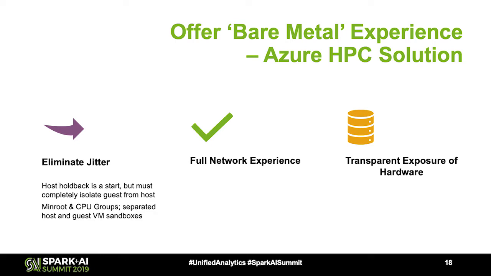So how do we take care of these things? On the new SKUs, one of the approaches that we took was to hold back a few cores for the host, and we partition it using MinRoot and CPU groups available from the hypervisor to isolate host and VM completely, so that the hypervisor does not impact the VM at all, and vice versa. This is just a start. We also have some advanced designs trying to eliminate it even at a deeper level.